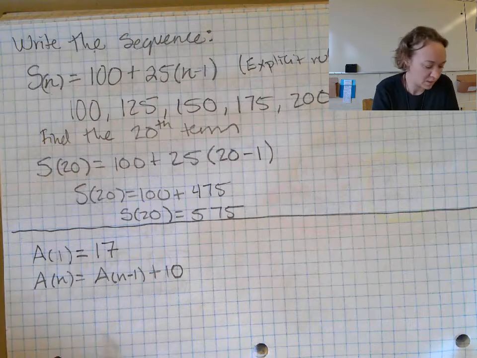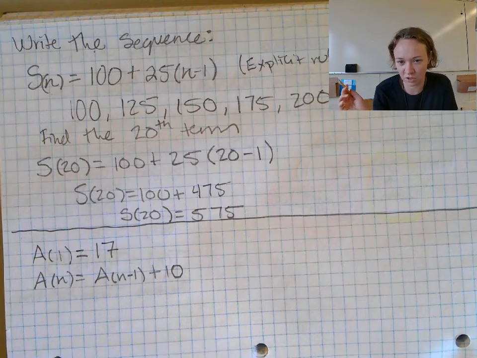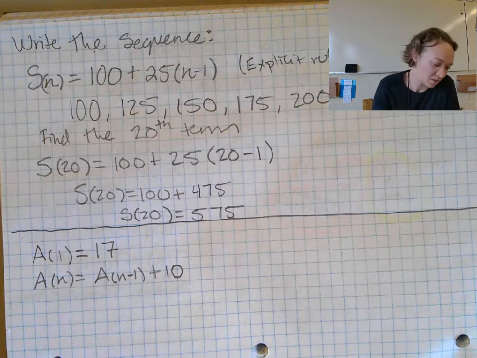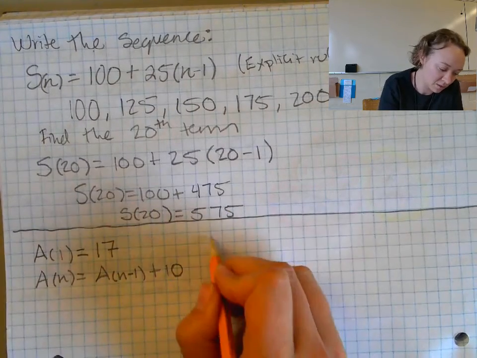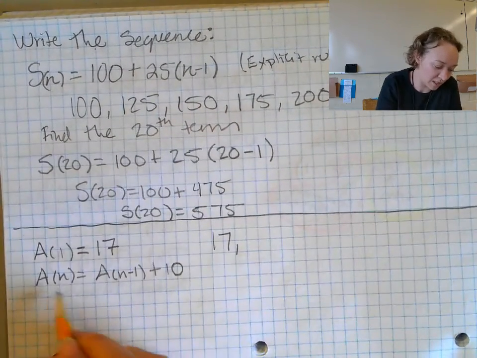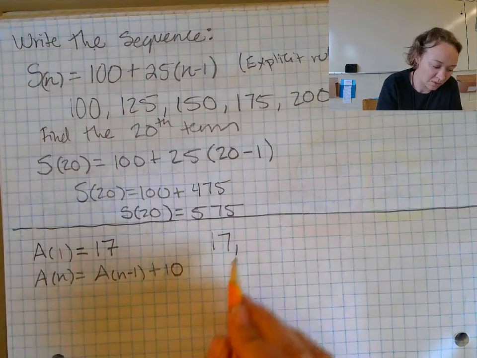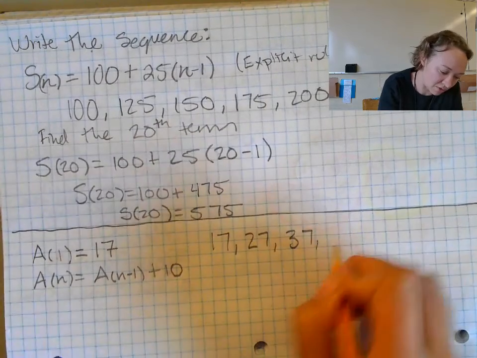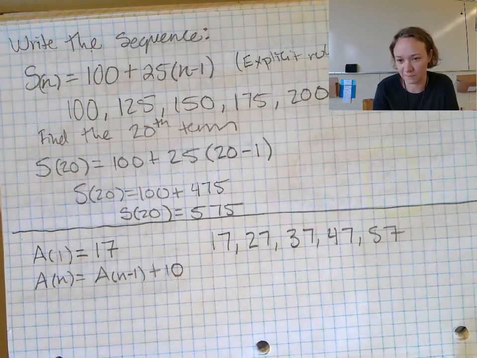All right, so here is the rule. I want you to write the first 5 terms, just like we did up above. All right, so we've been told the first term is 17. And then we've been told that each term is the previous term plus 10. So 17, 27, 37, 47, 57.